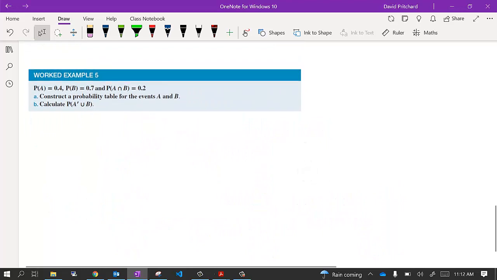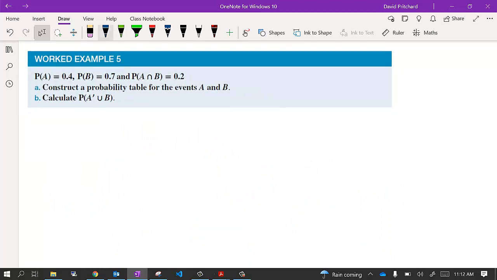Okay, so last example. Now we've got a scenario where we've just got probabilities. So we don't know what the numbers are, but we do know the probabilities. So again, we'll do it both ways. We'll construct a Venn diagram and we'll construct a probability table in this case. So let's do the Venn diagram first.